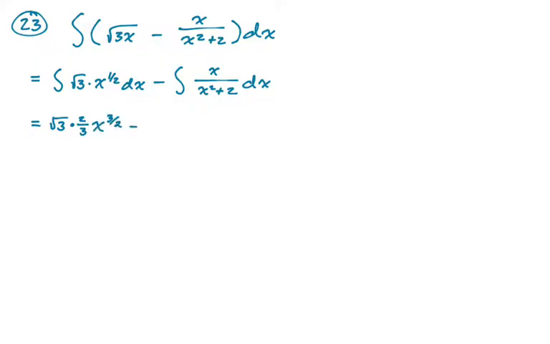And then minus, all right, I'm going to do u-substitution on this. When in doubt, u-substitution. The denominator in this case, I'm going to let be u. So x squared plus 2, which means that du is 2x dx, or 1/2 du is x dx. And we have x dx, so this is perfect.